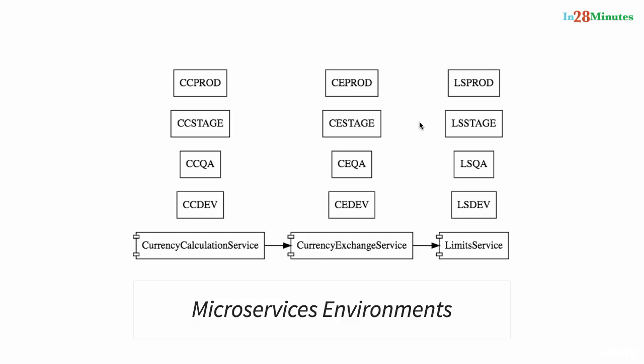Welcome back. In this video, we would introduce you to the need for something called centralized application configuration or centralized microservice configuration, and we would talk about how Spring Cloud Config Server helps us to implement it. When we talk about the microservices that we would be creating in this course, we would be creating something called currency calculation service, currency exchange service, and limit service.